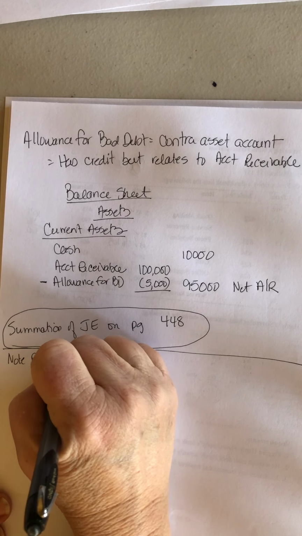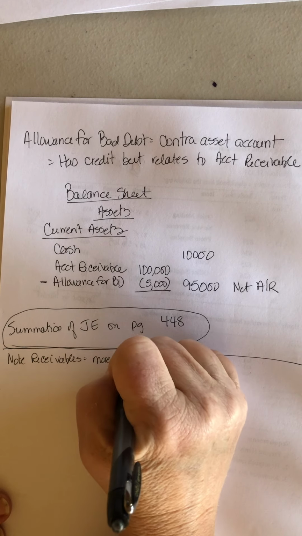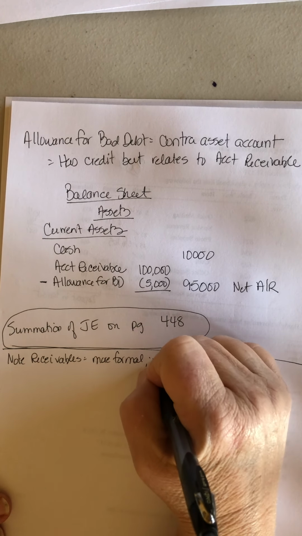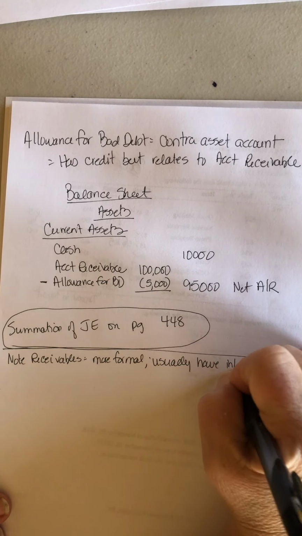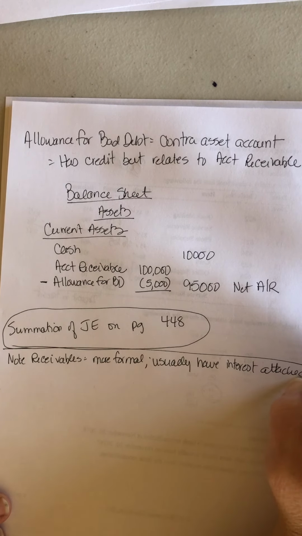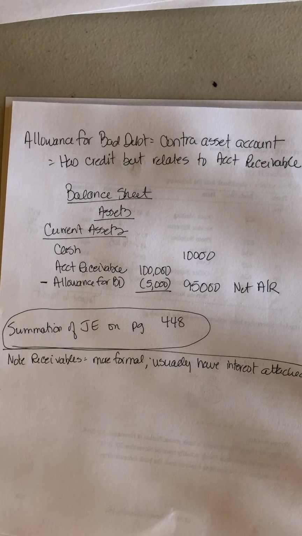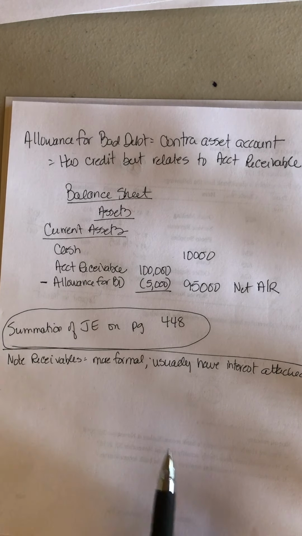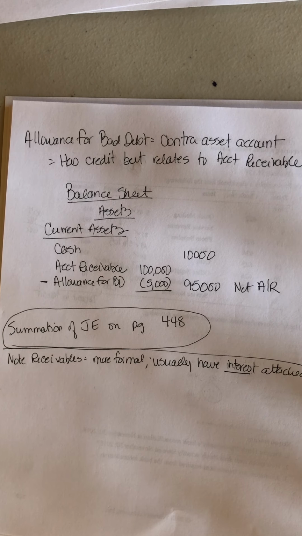Note receivables are more formal, and they usually have interest attached. They might be for a longer period of time, they might be for a larger amount than somebody's willing to do on an accounts receivable because they want to collect the interest on it. So we're going to follow the one in the book.